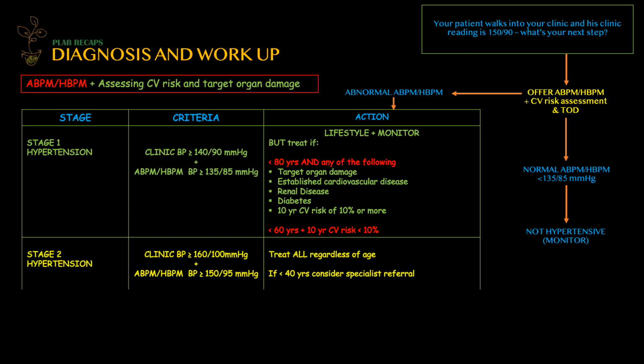However, if the blood pressure readings from the ambulatory or home blood pressure monitoring come back as more than or equal to 150 by 95, then they are classified to have stage 2 hypertension. Patients with stage 2 hypertension all need to be treated regardless of age. And if they do have stage 2 hypertension but they are relatively young, less than 40 years, then you need to consider a specialist referral to look for secondary causes of hypertension.